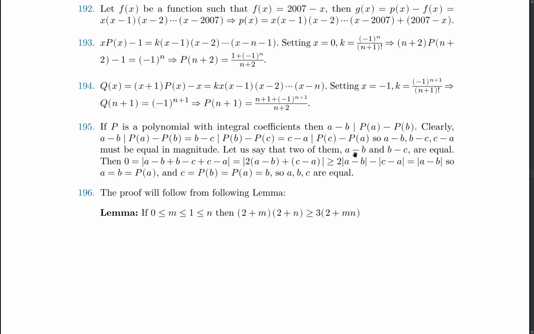Let's say that two of them, a minus b and b minus c, are equal. Once we have that, we can say that mod of a minus b plus mod of b minus c plus mod of c minus a is equal to mod of 2a minus b plus c minus a, would be greater than or equal to 2 mod of a minus b, minus mod of c minus a, is equal to mod of a minus b, so that a is equal to b is equal to p of a, and c is equal to p of b is equal to p of a is equal to b. So a, b, c will be equal.